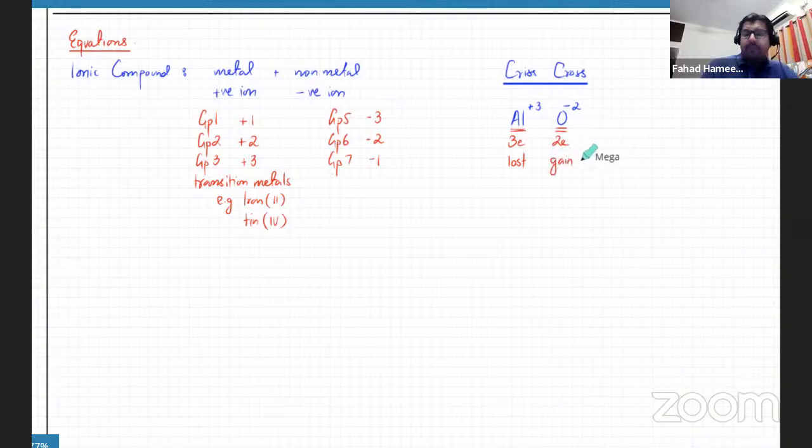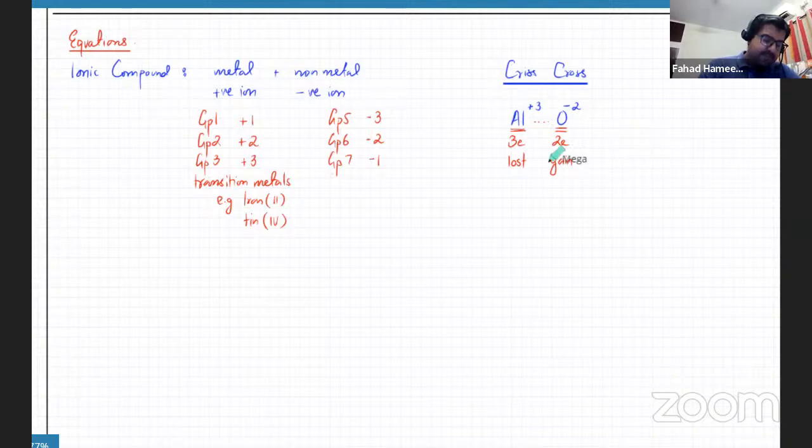Now, the positive ion and the negative ion obviously attract each other, which is why they're together and forming an ionic compound. But the electrons lost and gained are not equal, because this is losing 3 electrons and that is gaining 2 electrons. So that's obviously not equal. They need to be balanced out, because where are the extra electrons going?